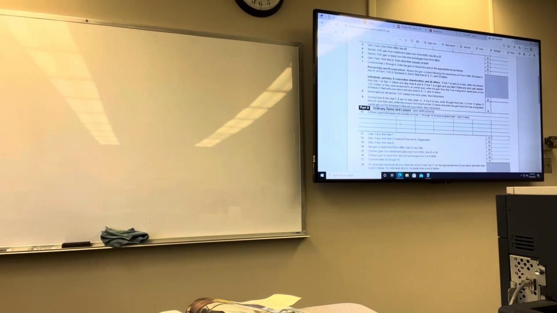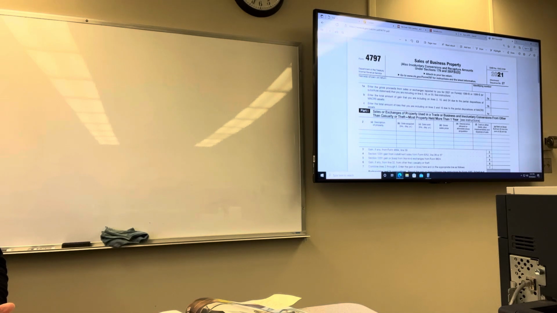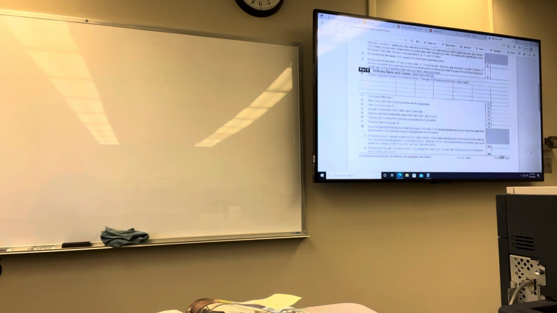So the ordinary gains and losses, this is the section we're going to be looking at first, because these are ordinary income assets. Part 1, sales or exchanges of property used in a trade or business, involuntary conversions from other than casualty or theft, held more than 1 year. So we're going to make a distinction for business property between whether it was held for less than 1 year or more than 1 year.